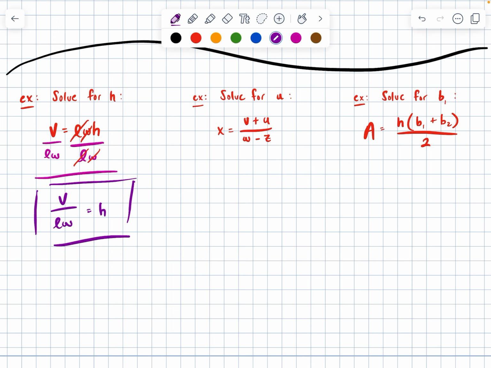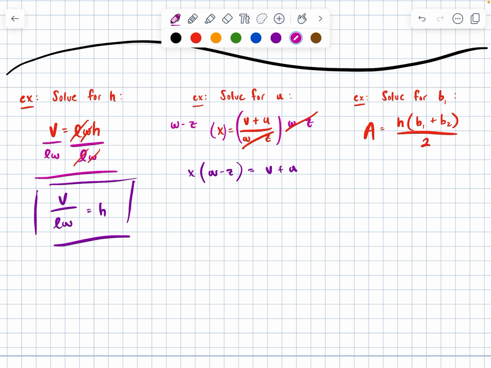Cool. Solving for u, much like above here, don't be thrown off by the w minus z. I just want to get rid of division by the denominator. So let's multiply both sides by the denominator to undo it. w minus z, both multiplication and division, these undo each other. I'm left with that v plus u on top. And then I've got x times w minus z. I'm going to use my parentheses here to make sure that all of it gets multiplied.